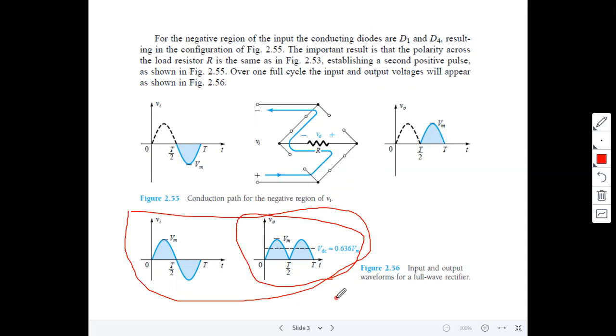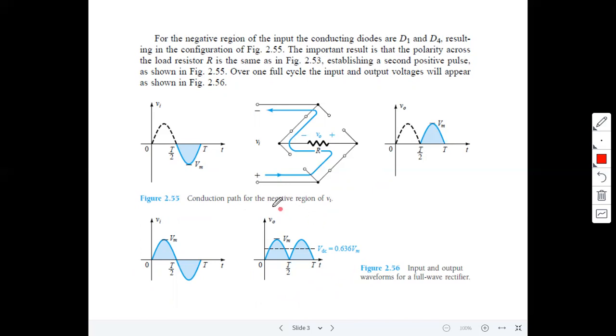That means almost all parameters, VDC, VRMS, are almost the same as the center tap transformer full wave rectifier. We have derived the parameters, average value or RMS value, with respect to the output waveform only, right? This output waveform is the same for the full wave rectifier with center tap or the bridge rectifier. Only a few parameters are different. We will discuss those parameters, right?